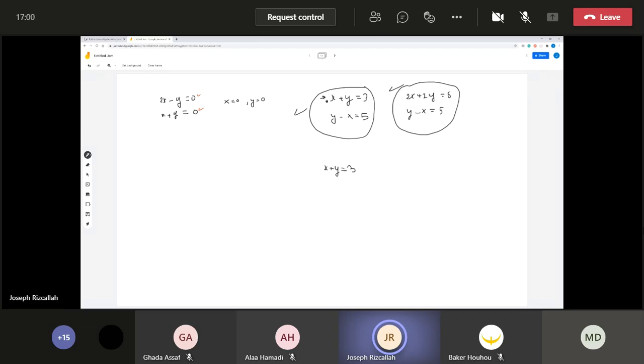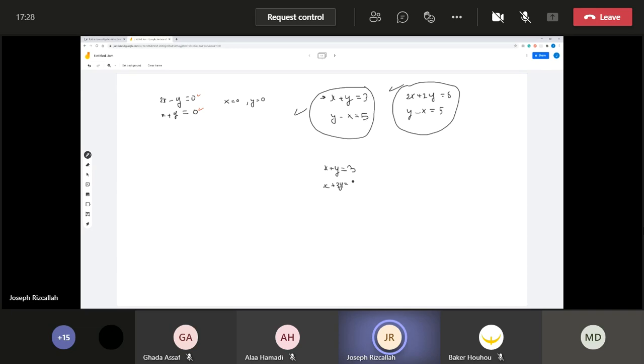Let's see. If I multiply the top equation by 2, I will get 2x plus 2y. If I add it to the bottom equation, I will get 2y plus y, 3y. 2x minus x is x. So I will get x plus 3y. And of course, I do the same to the right-hand side. Multiply the right-hand side of the top equation by 2, this gives me 6, and add it to the bottom equation, which gives me 11.